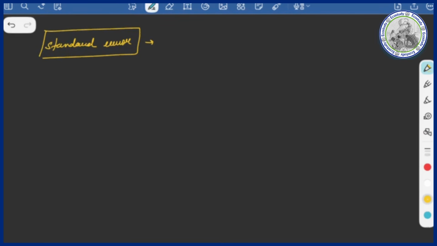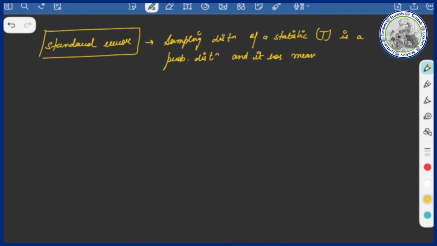So what is the standard error? Let me write the definition first. The sampling distribution of a statistic T is a probability distribution, and it has a mean, variance and higher order moments.